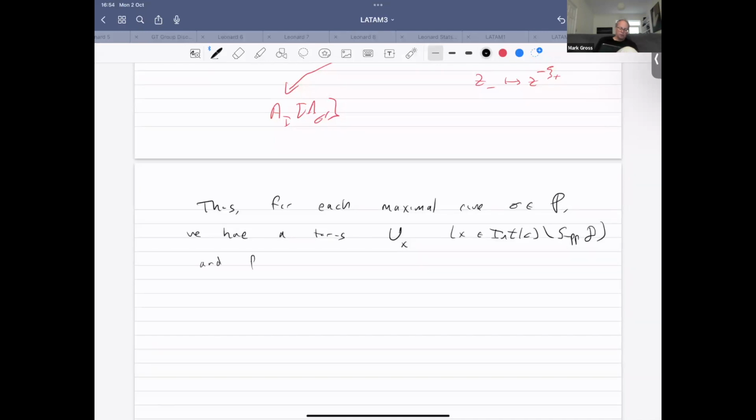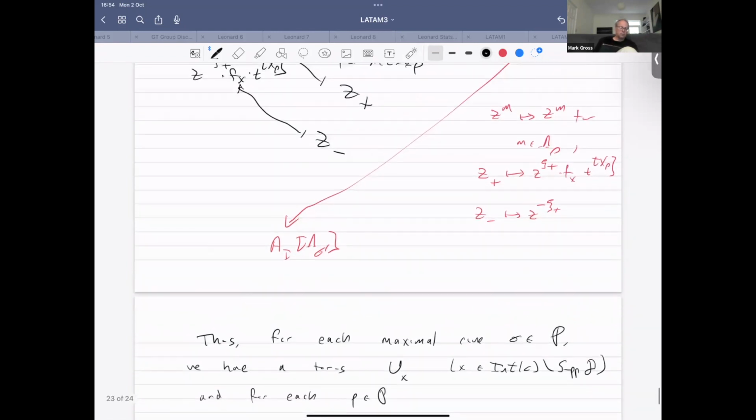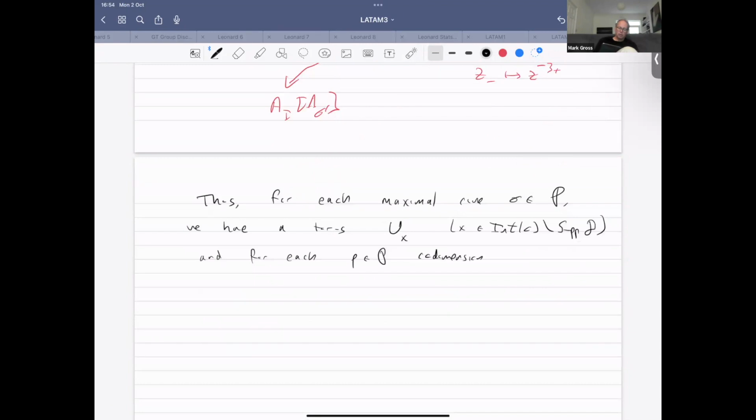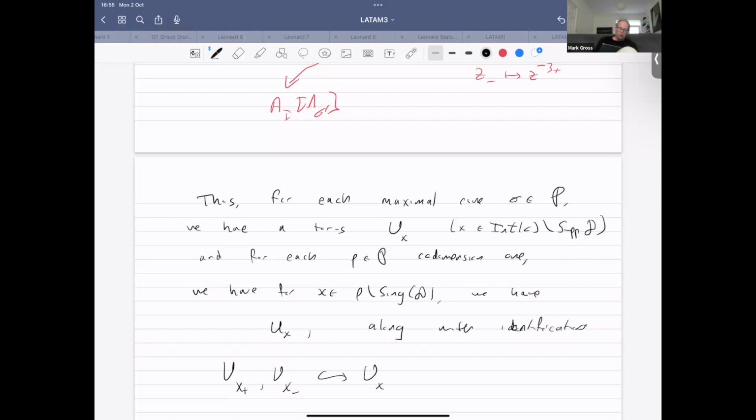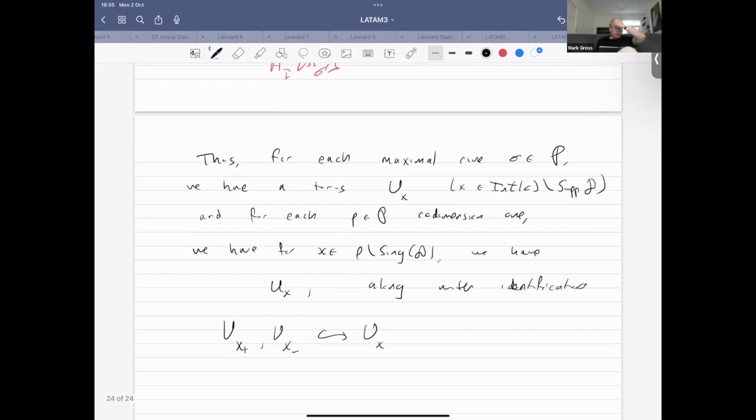and for each rho in P of codimension 1, for x in rho minus the singular locus of D, we have u sub x, and then along with gluings, or identifications, ux plus, ux minus as open subsets of ux. Okay, so we can try to glue.